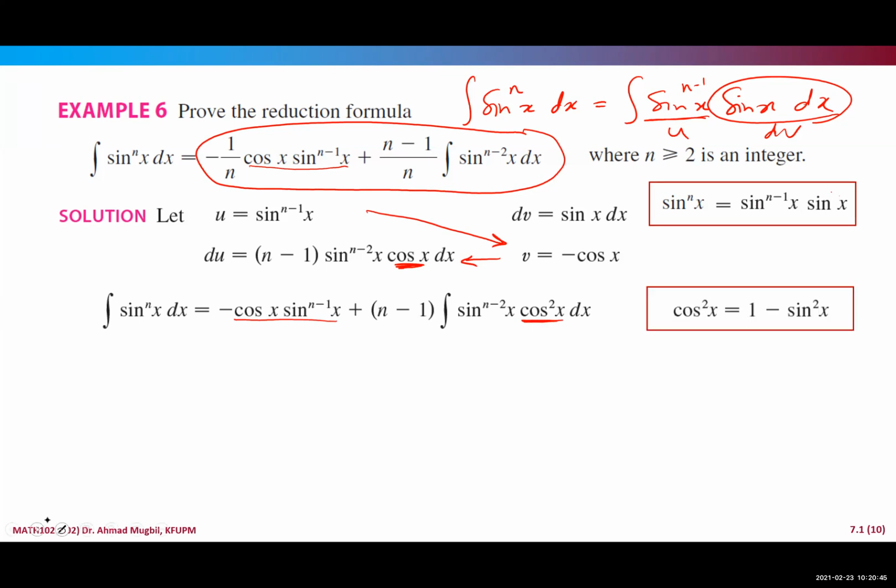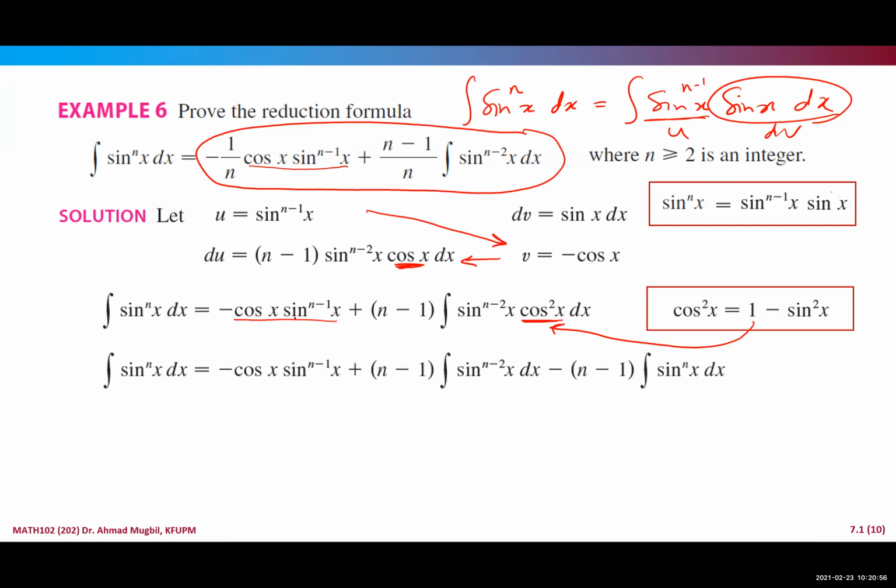We will use the Pythagorean identity: cosine squared is just 1 minus sine squared. So just use this identity here. This stays as it is, and this cosine squared we write as 1 minus sine squared. Then distribute. This multiplied by 1 gives this integral, and then this multiplied by the sine squared term gets added, and it will be sine to the power n.